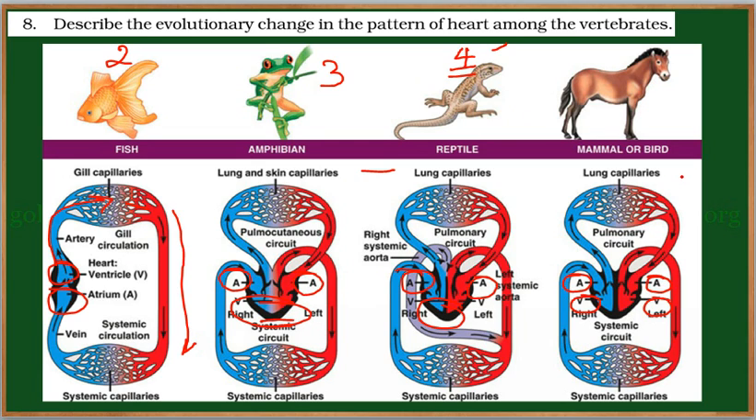In the case of birds and mammals, they have a four-chambered heart, two auricles and two ventricles. In the auricles, the right side receives deoxygenated blood and the left side receives oxygenated blood. Since the chambers are separated by the muscular septum, the oxygenated and deoxygenated blood does not mix, so it is a more efficient heart. So these are the evolutionary changes in the pattern of the heart among the vertebrates.